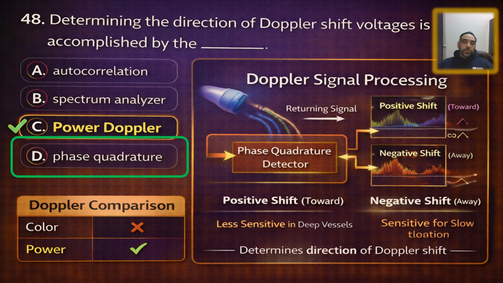The phase quadrature detector determines direction. Fast Fourier transform builds the spectral waveform. Autocorrelation estimates mean frequency, so that's color Doppler. If the question says direction of Doppler shift voltages, think phase quadrature detector.